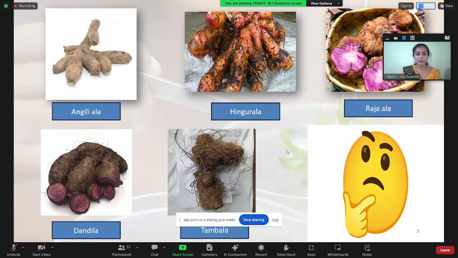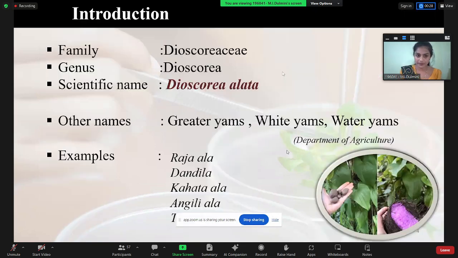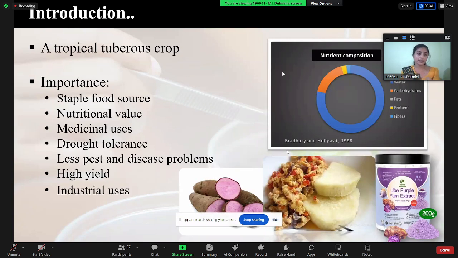These are a few examples of Dioscorea alata. Worldwide there are many names for this, like great yam, white yam, water yam. In Sinhala we call it Mahavellala. It is a tropical tuberous crop with many important uses. Most African and Asian people use this as their staple food source due to its nutritional and medicinal value. It has drought tolerance and fewer pest and disease problems, and ultimately gives a high yield.